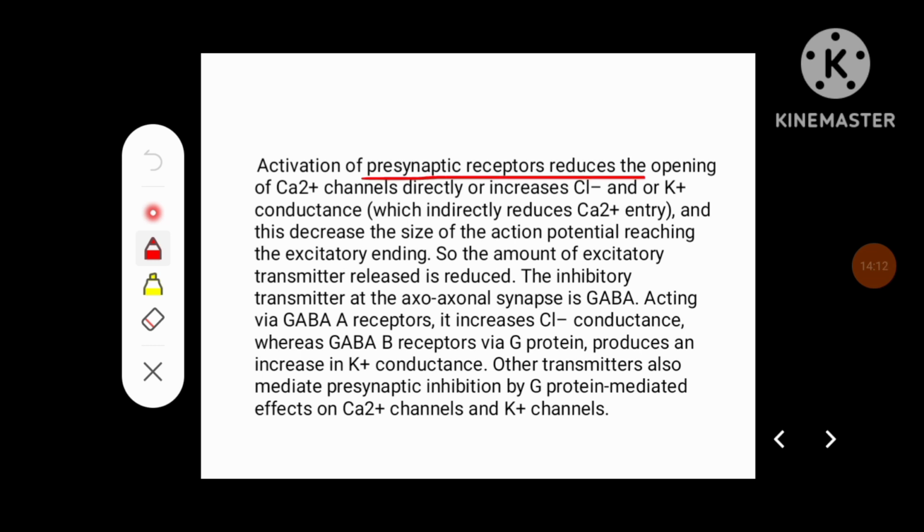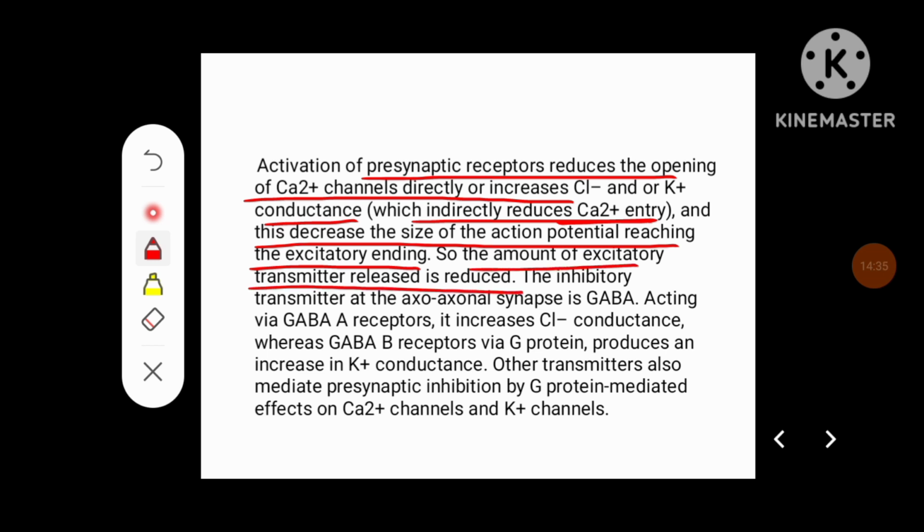Activation of presynaptic receptors reduces the opening of calcium channels directly, or increases chloride and potassium conductance, which indirectly reduces calcium entry. This decreases the size of the action potential reaching the excitatory ending, so the amount of excitatory transmitter released is reduced.